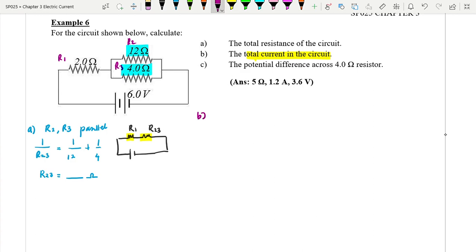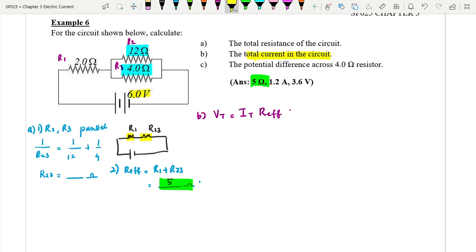Bila kita perlukan I total, bermaksud kita perlukan V total, I total dan R efektif lah. R efektif yang kita akan kira daripada step ni tadi. So, ni step pertama. Step kedua, kita akan kirakan R efektif, iaitu R1 plus R23. So, kita akan dapat nilai akhir dekat sini. Sepatutnya nilai dia adalah 5 ohm lah, kalau betul final answer yang saya provide dekat sini. Okay, so 5 ohm.